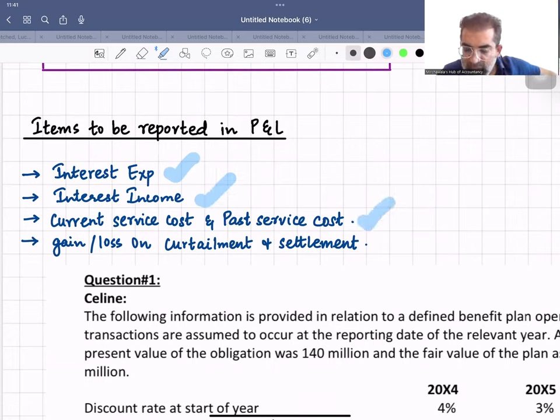Your current service cost and past service cost, which is basically an amendment in the plan, and there are two more items, gain or loss on curtailment and settlement. These two are new words; we will discuss them in the next meeting. Don't worry, just note the names. So these things basically go in the profit and loss account.